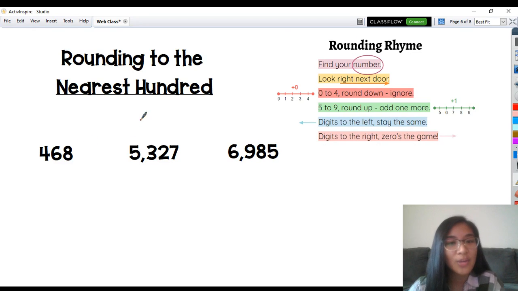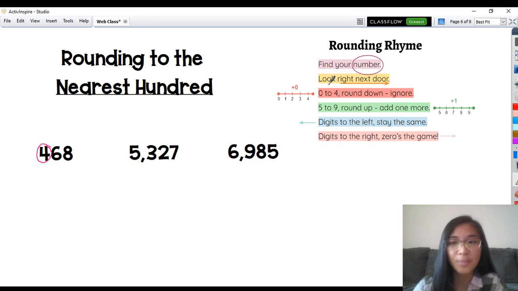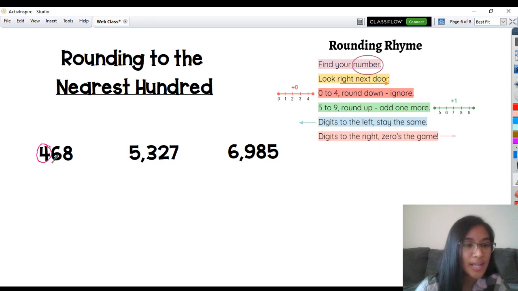Now because we are rounding to the nearest 100 now, when we find our number, we need to make sure that we look at the hundreds place. So just as a quick review, 8 is in the ones place, 6 is in the tens place, and 4 is in the hundreds place. So I have found my number, and it is digit 4. I am going to look right next door and underline it, which is 6.